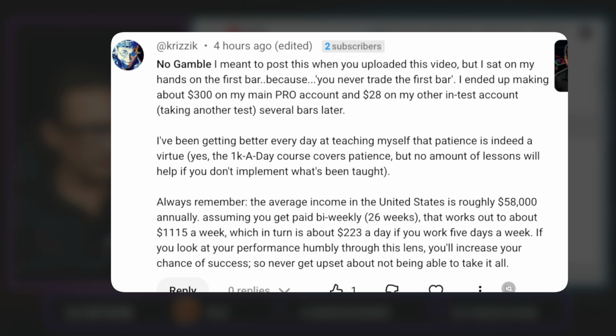Krizik, one of my students, says that he didn't want to trade the first bar yesterday, but he made $300 on his main pro account, meaning that he has access to that money literally today. He can get it in his bank account. He's teaching himself to have patience and that it's indeed a virtue. Yes, we cover patience, but no amount of lessons will help if you don't know how to implement it.